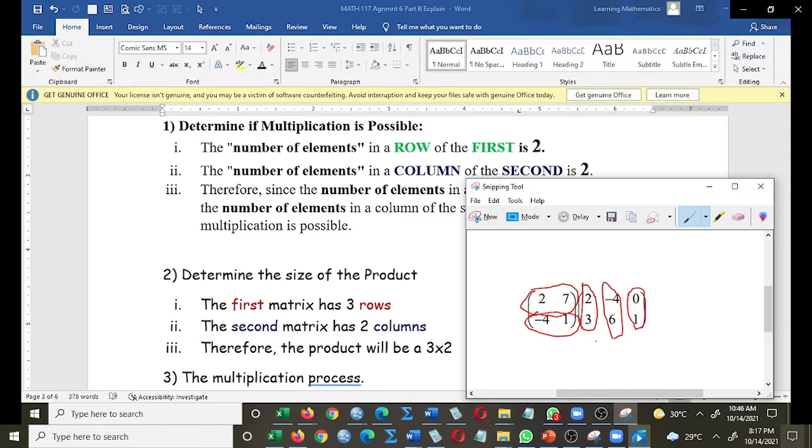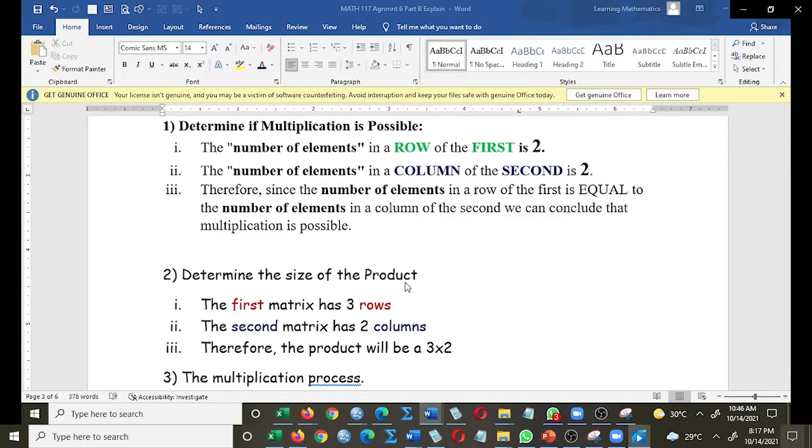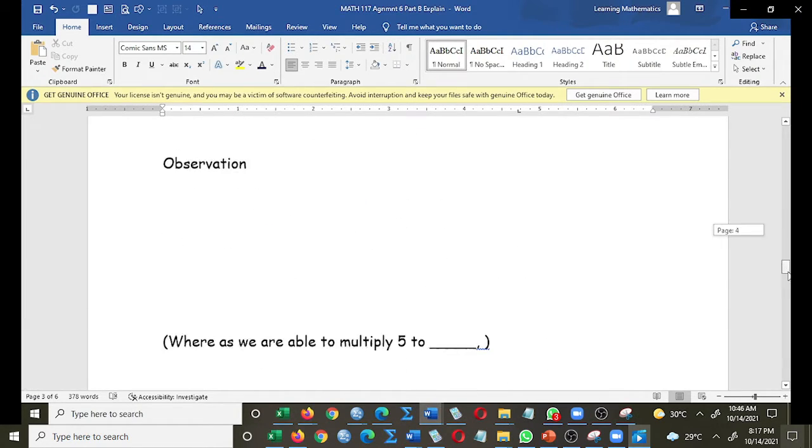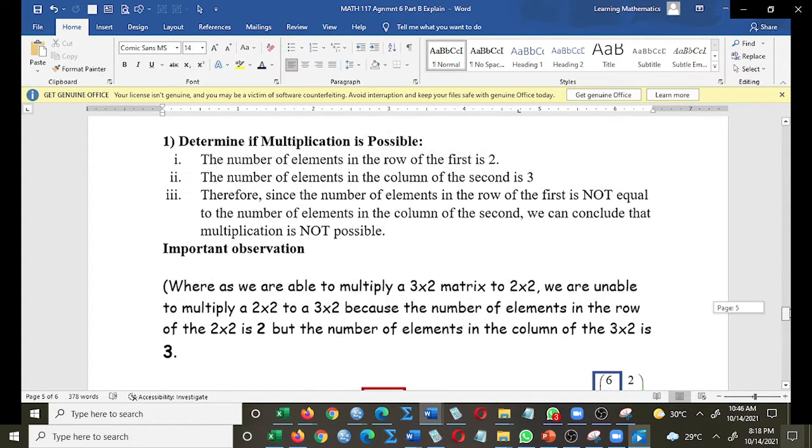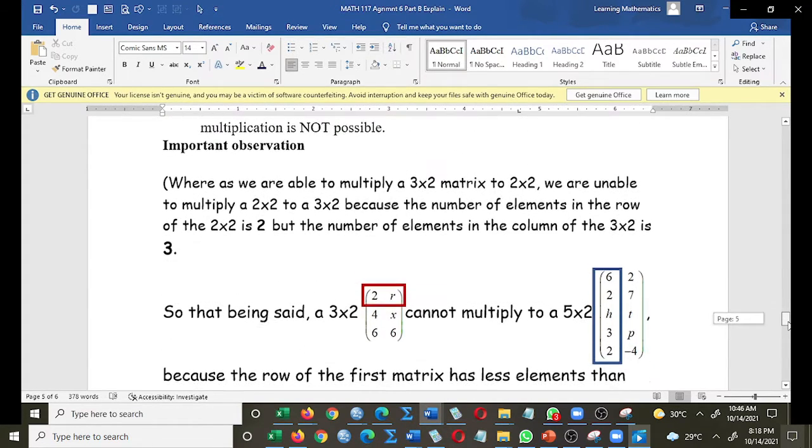So if they cannot be multiplied, let's say we find one day where they cannot be multiplied, just put not possible. Just like how we concluded here, not possible, and that's it. All right. Not possible. Yes, sir.